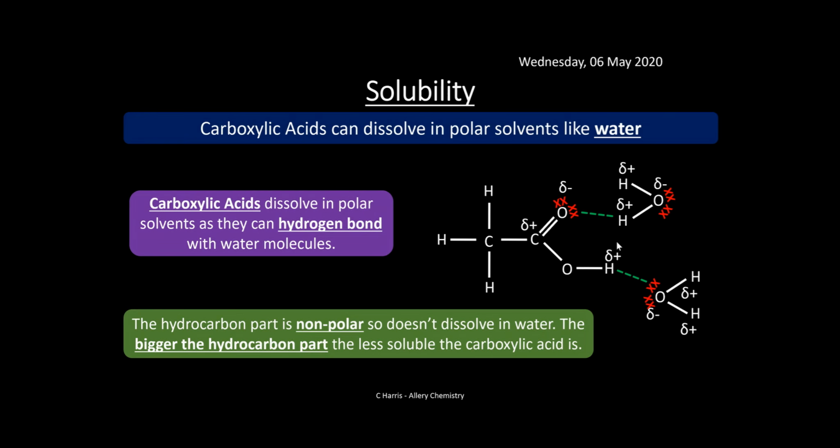So the only bit which is polar is the actual carboxyl group. The hydrocarbon bit before that is not polar, and so if most of the molecule is made up of that, then it isn't going to dissolve, is it? Okay.